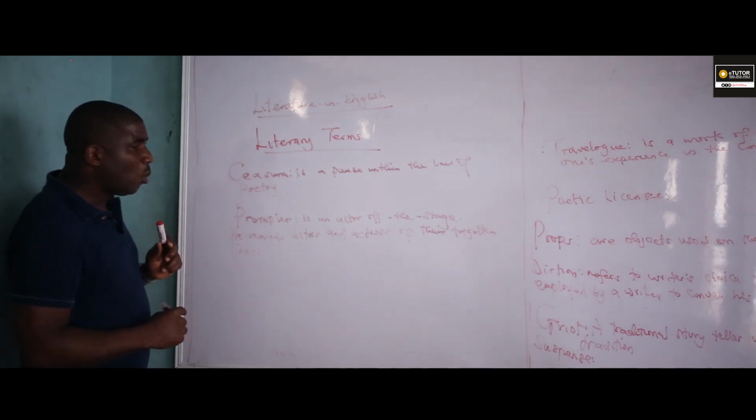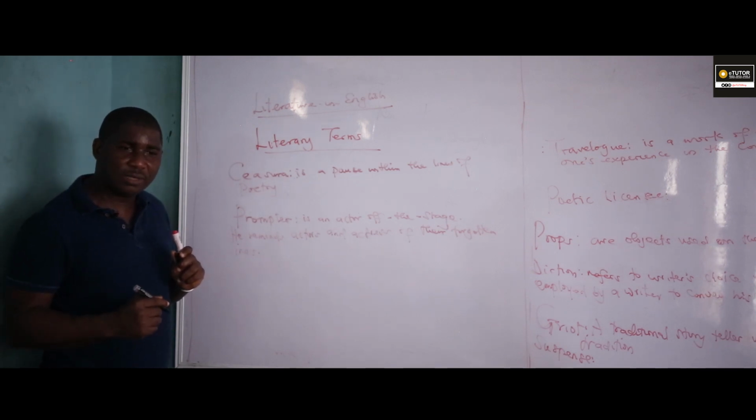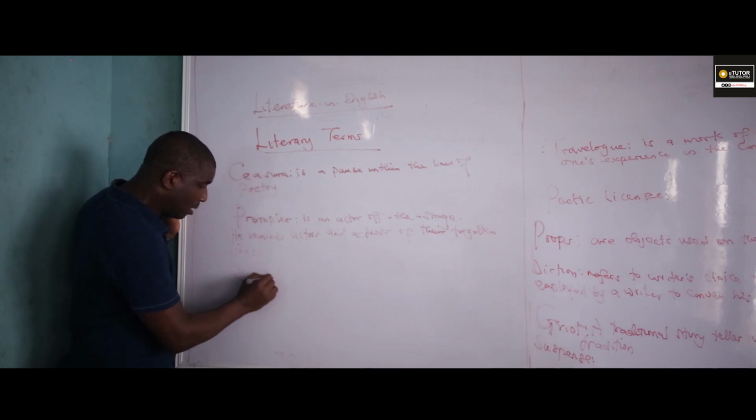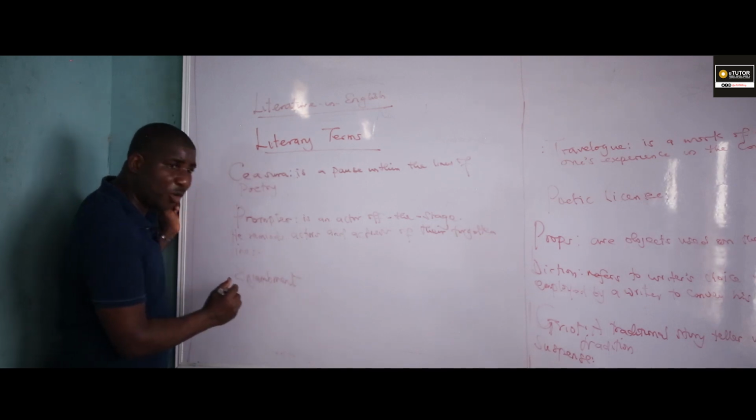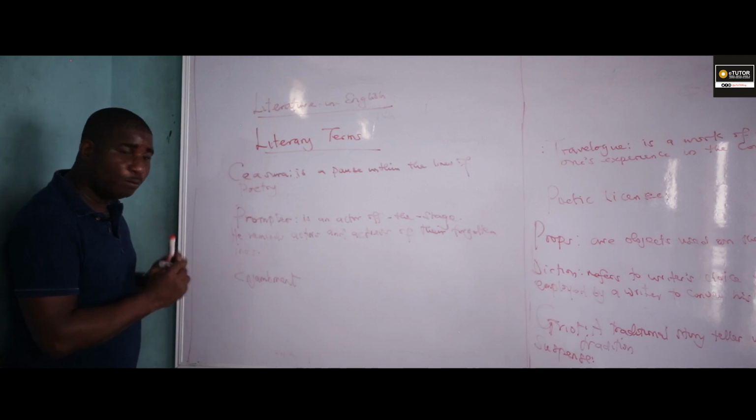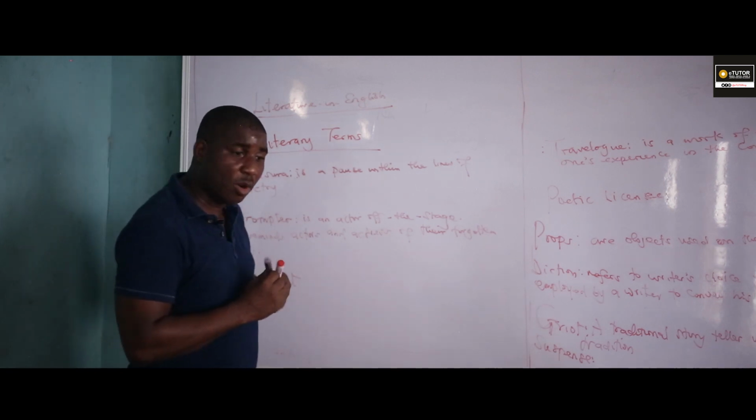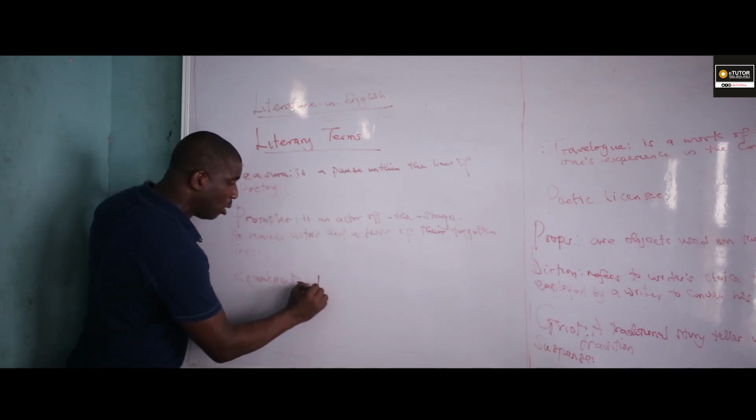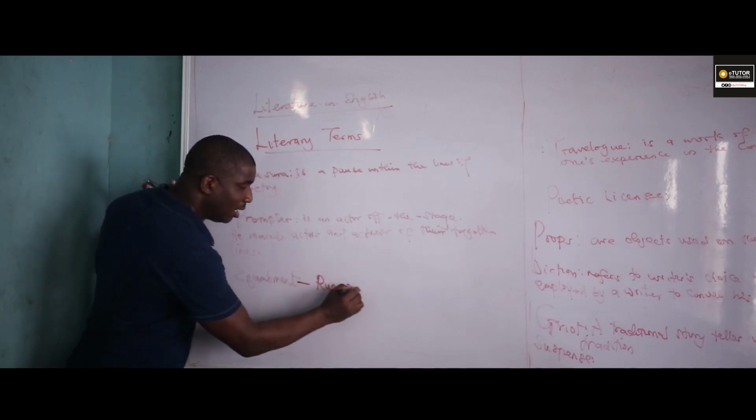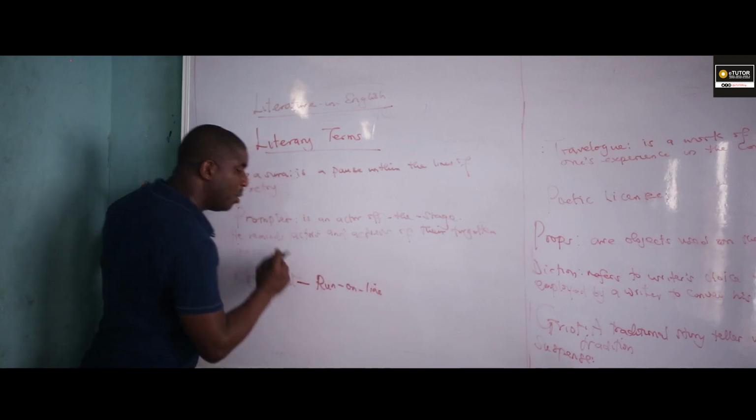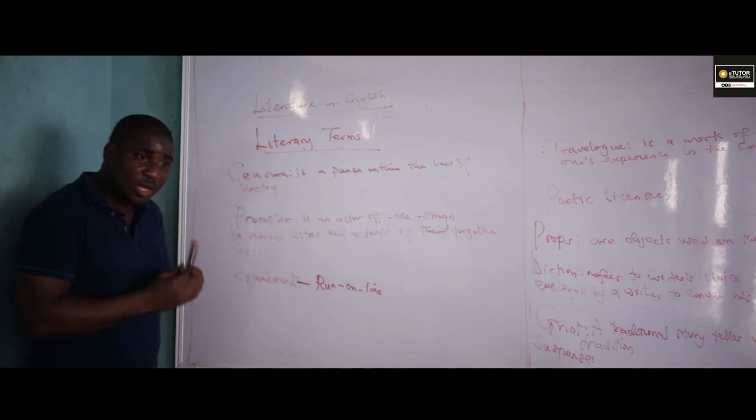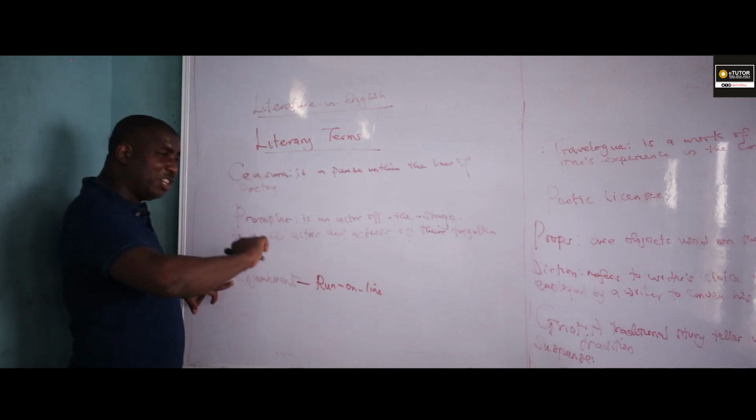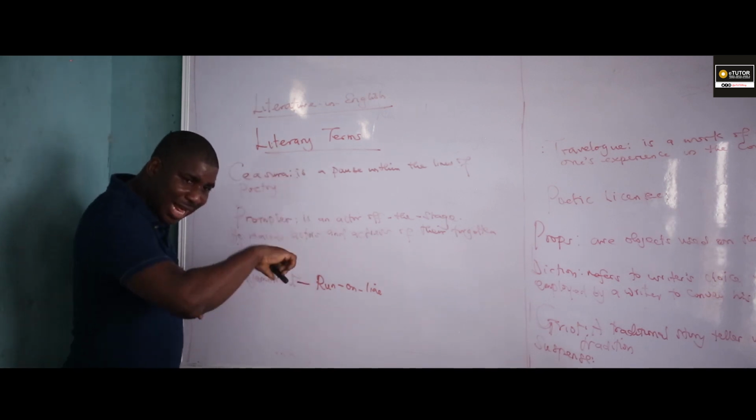Then the next one, we have enjambment. What do I call it? Enjambment. Who can tell me another name for enjambment? Run on line. God bless you. Another name for enjambment, it is also known as what? Run on line. What do we mean by enjambment? When the line of a poetry falls or runs into another line.